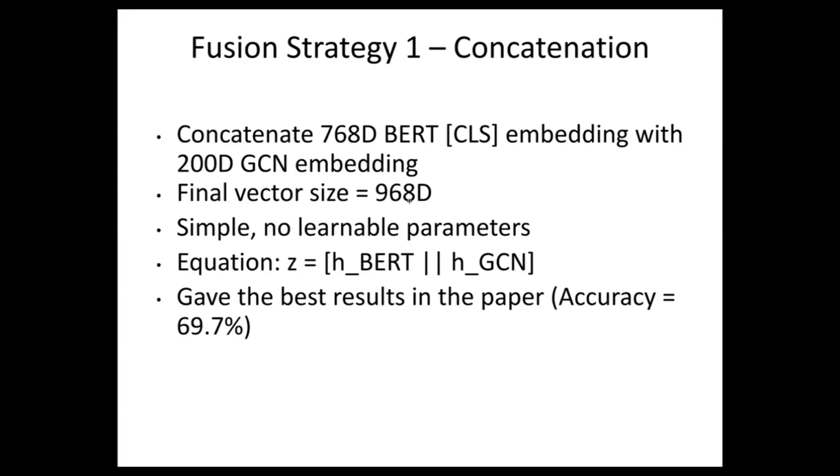It's important to note that this approach has no learnable parameters. It's just a raw concatenation of two embeddings. So mathematically, we just take the two vectors and concatenate one at the end of the other. Interestingly, this fusion method gives the best performance among all the strategies we will see.